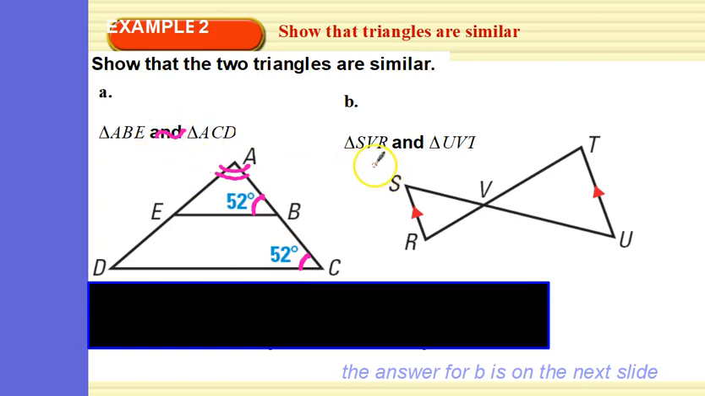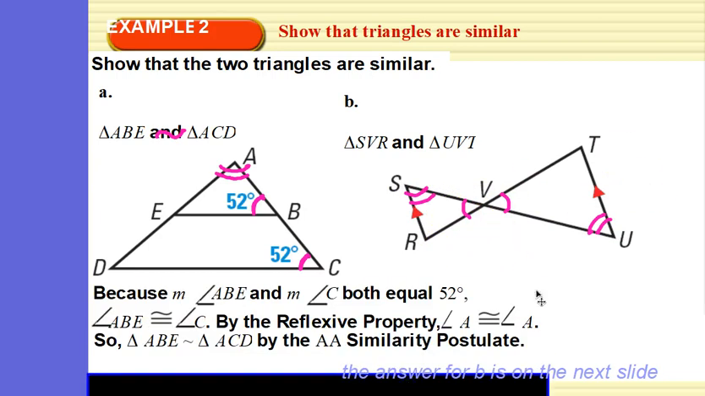Over here, we have vertical angles, right? Vertical angles are congruent. Do you see how these are parallel? What else do I know? Because they're parallel, I know alternate interior angles. We know that angle U is congruent to angle S. So now by angle similarity, these two are similar. Make sense?